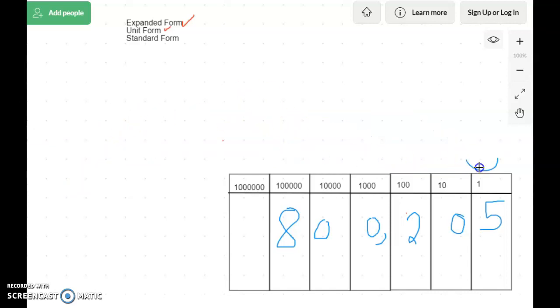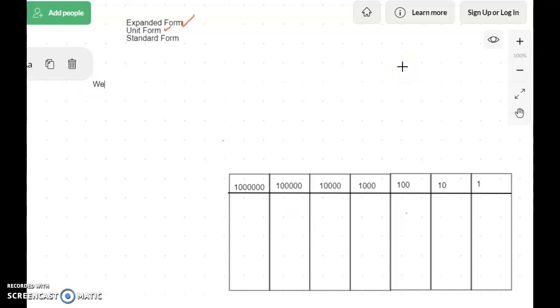Where you have to write it in standard form from unit form. And then that'll be it for this video. So let's write 900,000, 2 10,000s, 300s, 6 tens in standard form. Go ahead and do that now.